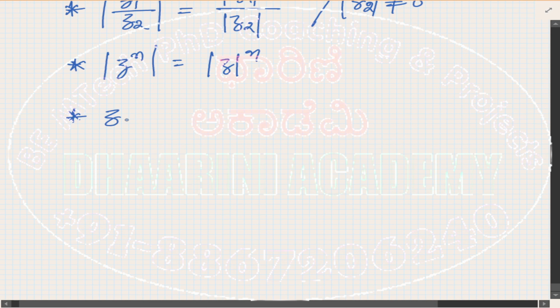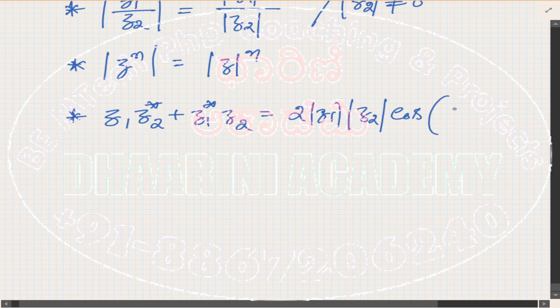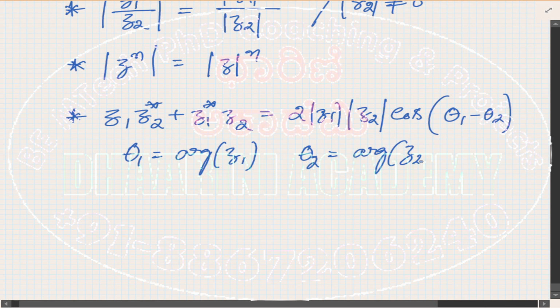If you have any two complex numbers written in the following form, z1 z2 conjugate plus z1 conjugate into z2, you can always calculate this as 2 times magnitude of z1 into magnitude of z2 into cos of the angle difference, theta 1 minus theta 2. So theta 1 is argument of z1, theta 2 is argument of z2.